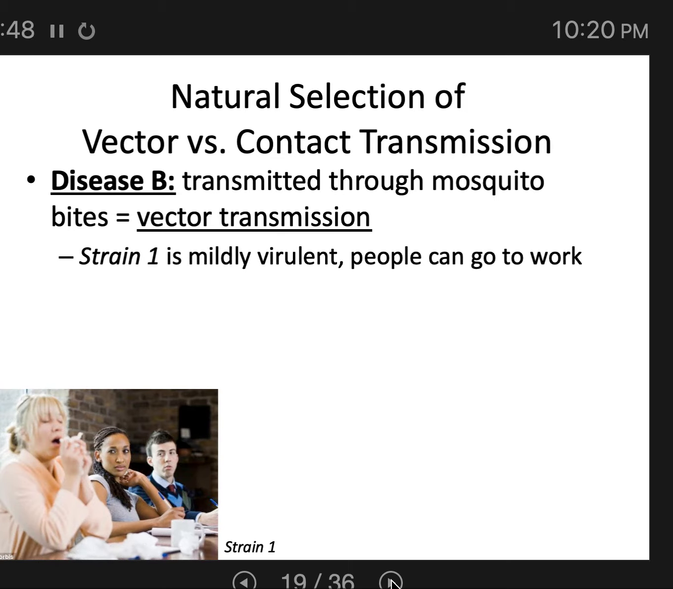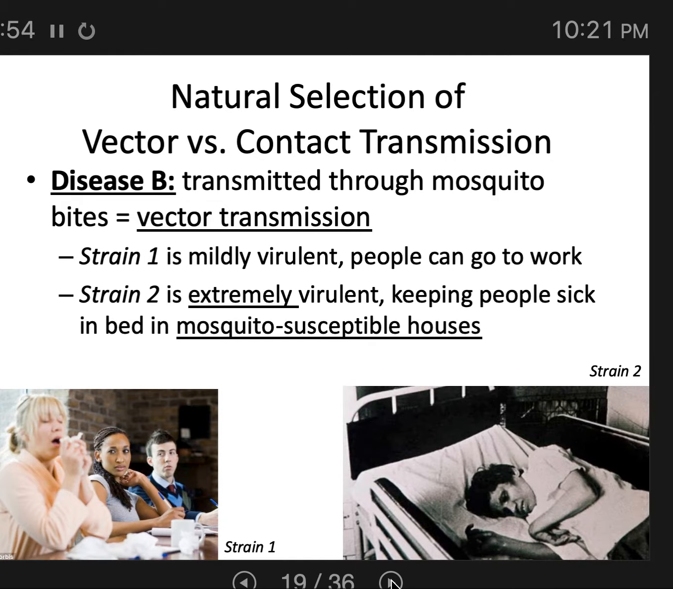Strain 1 is mildly virulent. People can go to work if they are infected with this disease. Strain 2 is extremely virulent, very harmful. People who are infected with strain 2 of disease B are bedridden, but they live in mosquito-susceptible houses.